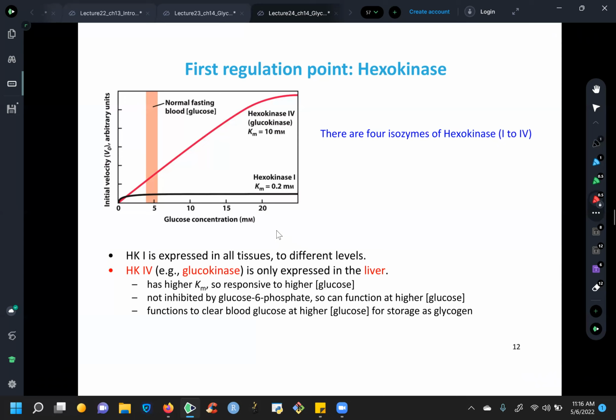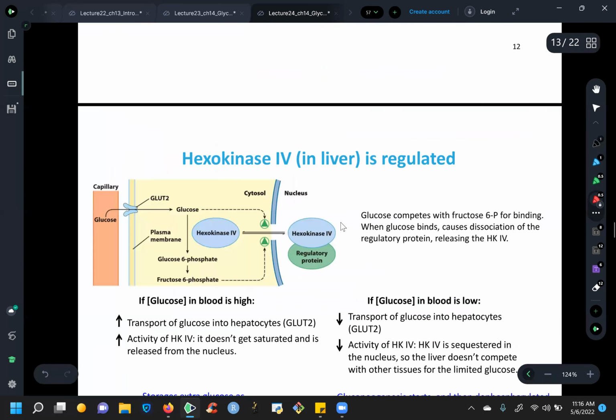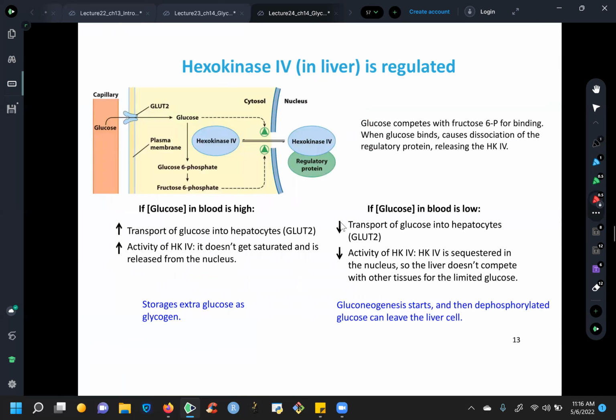Because the whole purpose of the liver is to store your glucose, right? You want to remove it from the blood as soon as possible because you don't want to have high glucose in your blood, because that can lead to disease. So hexokinase 4 in the liver is regulated. Glucose competes with fructose 6-phosphate for binding. When glucose binds, it causes dissociation of the regulatory protein, releasing the hexokinase 4. If glucose concentration in the blood is high, then this is what happens.